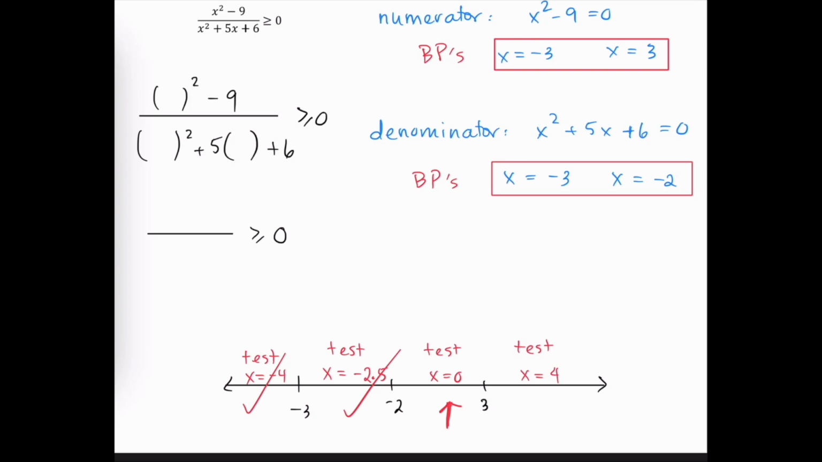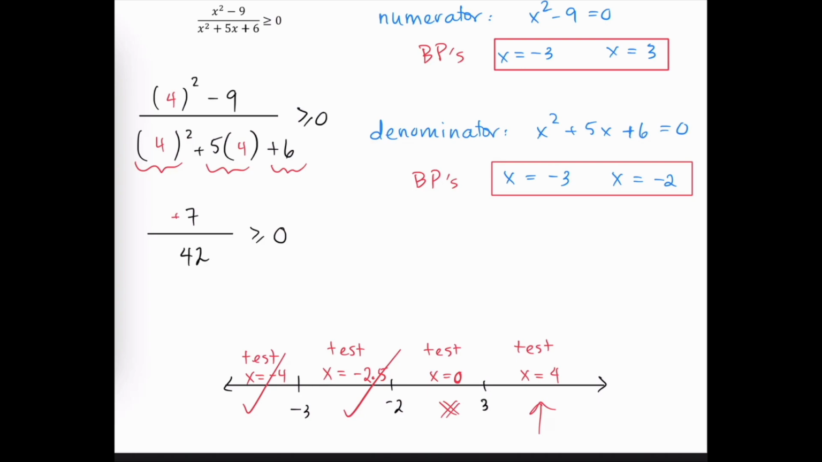Moving over to our next interval, represented by x is equal to 0, we plug 0 in for all the x values. In the numerator, that gives us negative 9, and in the denominator, that gives us positive 6. This ratio is going to be a negative quantity, which is not greater than 0. So the interval represented by x is equal to 0 is not going to be part of the solution set. Moving now to the last interval, represented by x is equal to 4, we plug 4 in for all the x values. Here we have positive 16 minus 9 again in the top, which is going to be 7. And then in the denominator, we have positive 16 plus 20 plus 6, which is 42.